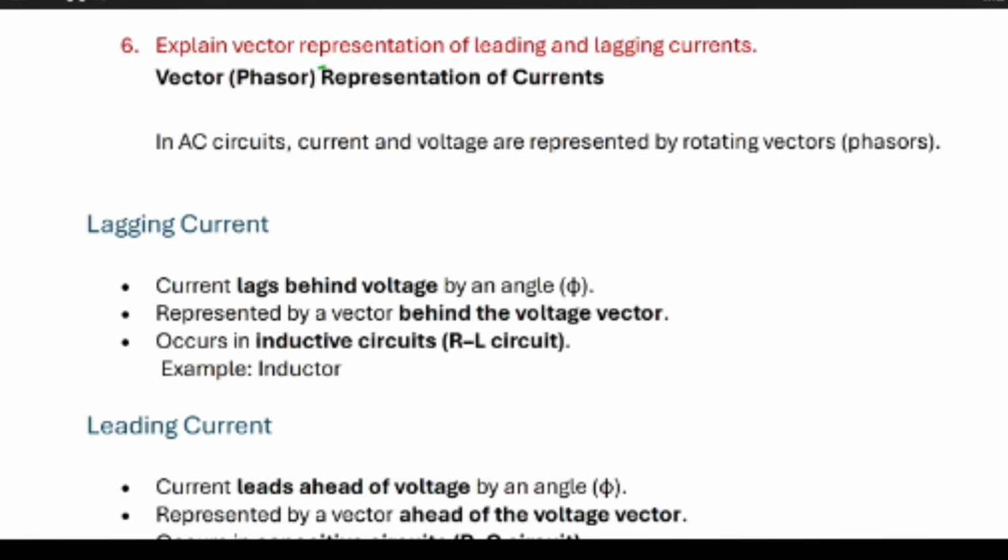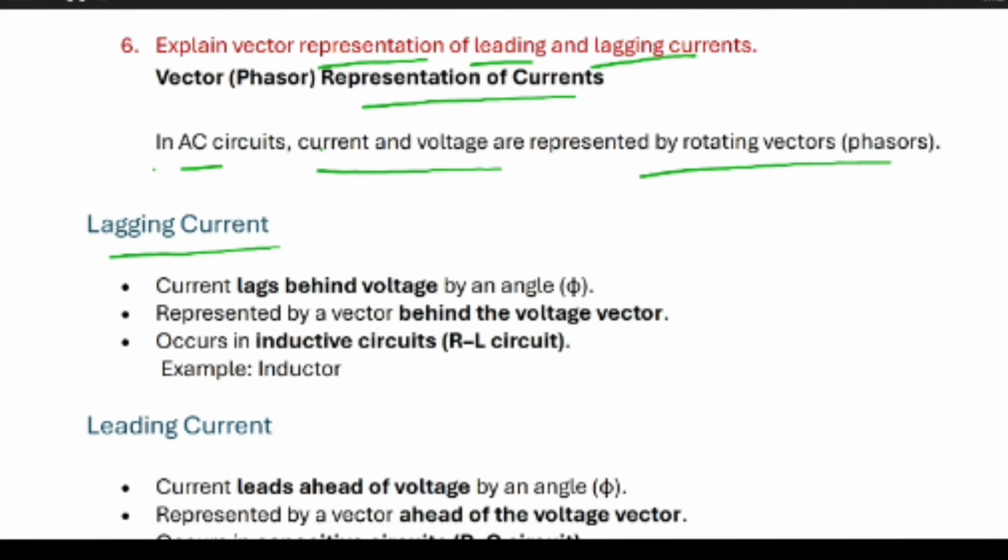The next question is: explain the vector representation of leading and lagging currents. In AC circuits, the current and voltage are represented as rotating vectors. What do you mean by lagging current? The current lags behind the voltage by an angle phi, and we represent the current vector behind the voltage vector. It occurs in inductive circuits, RL circuits. For example, an inductor is an example of lagging.